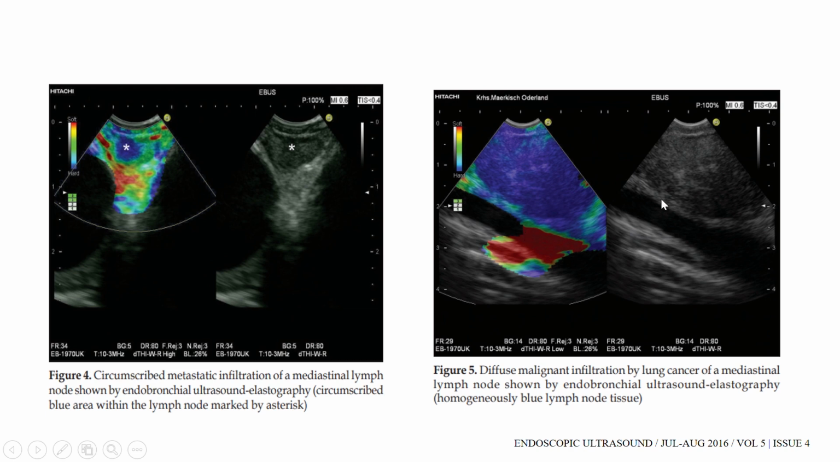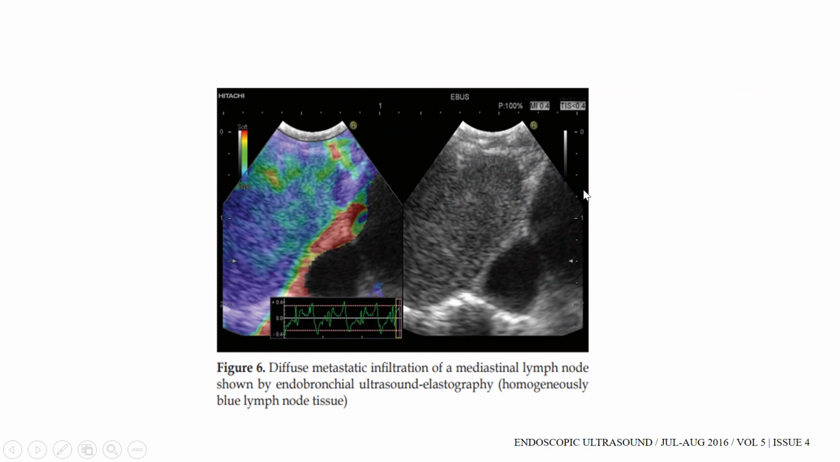And when you have a node which has been totally infiltrated by a malignancy, then you get almost a complete node which has been colored blue. In addition to this is another case of a diffuse metastatic infiltration. You can see that there are large portions of a stiffer node with a few areas of elastic node, which indicates that there is a more malignant infiltration of the lymph node. So how is it going to really help me in my clinical practice?